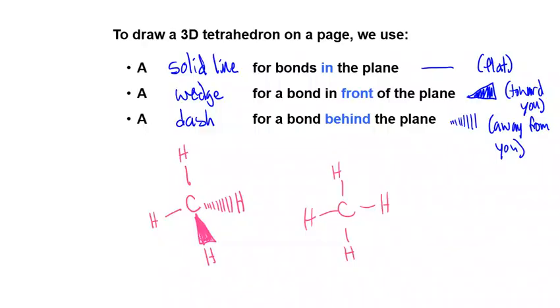Okay, so let me just write a couple more things here, just so I can have everything clear. So again, the lines that are just solid lines, those are in the plane. The wedge is in front, so coming out at you. And then the dash is behind, so going away from you.